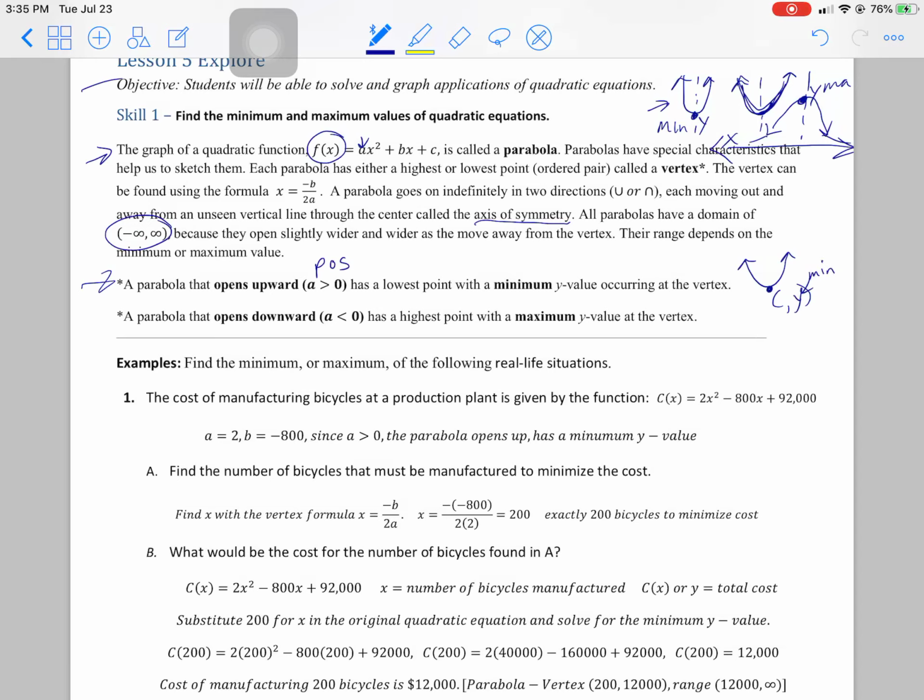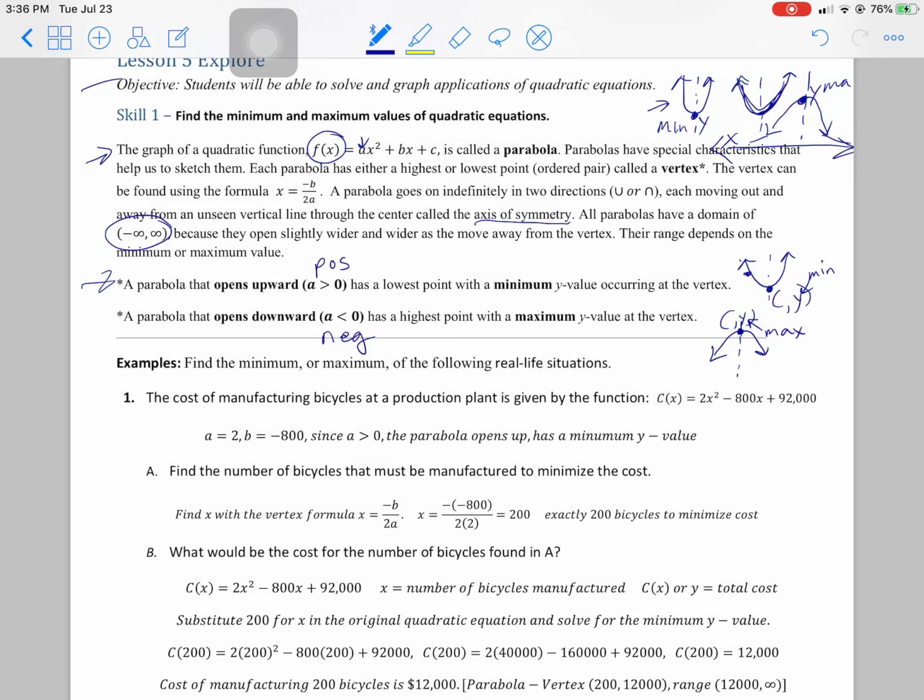And if it opens downward, it's going to have an a that is negative, okay? It's going to go like this. It's going to have a vertex, and the y of the vertex is going to be considered its maximum. The axis of symmetry goes in here. It's going to open up infinitely.